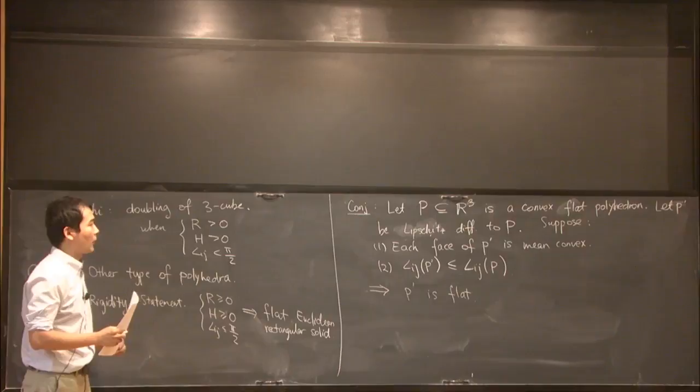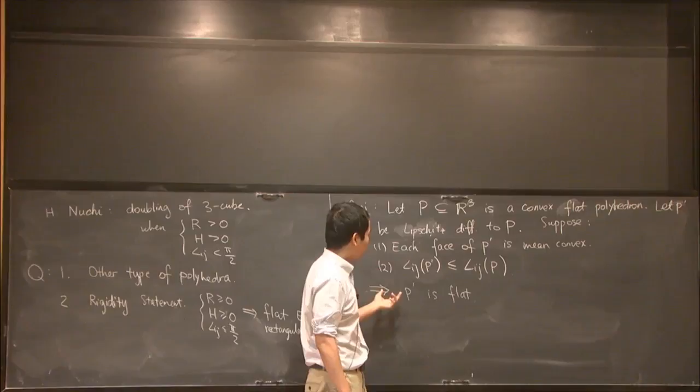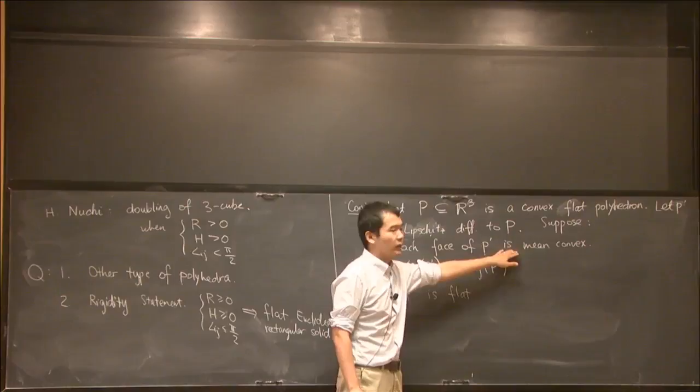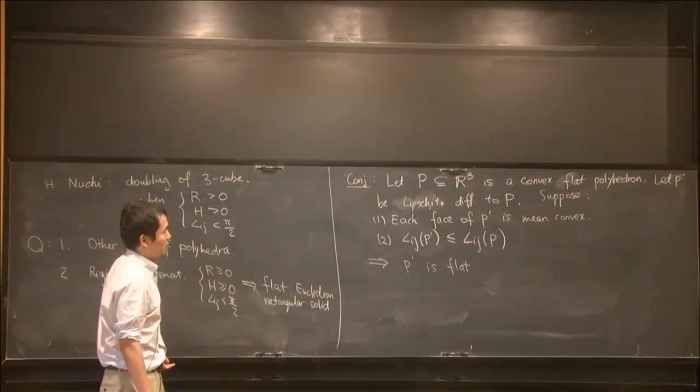Okay. It's apparently unknown, and even in the case that, I think you can even assume that each face of P prime is the Plateau solution of its boundary. It's still unknown. So this is called the dihedral rigidity conjecture.